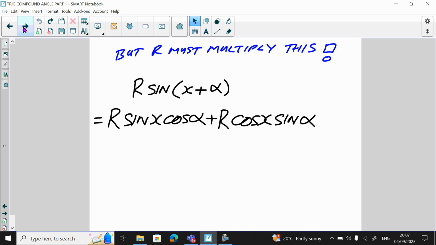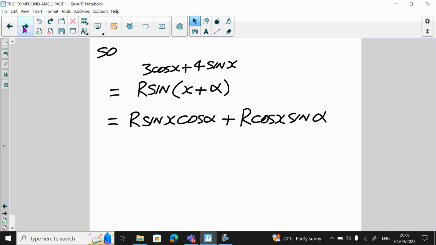It doesn't matter about the letter R. I'm using that for the resultant amplitude. Sometimes you use K, sometimes you use the capital letter A. It does not matter one little bit. It's only a label. So here should be your next line, where I've just expanded this.